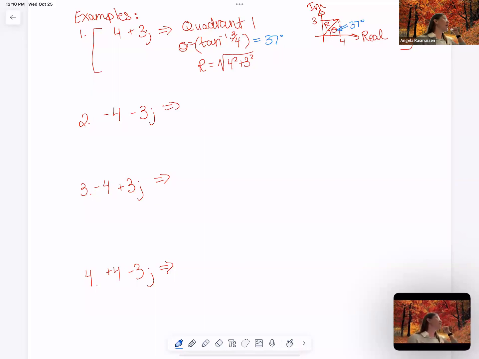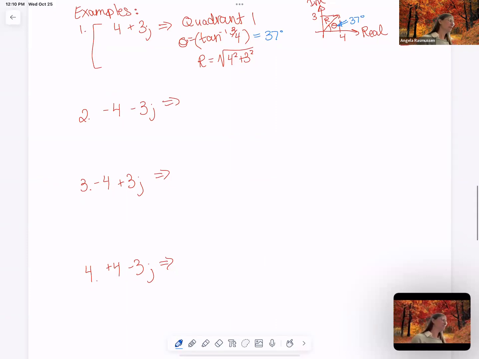So go ahead. I would suggest drawing these vectors first and then finding the polar form. Here, I'll write this so you already know what the square root of 16 plus 9 is. That's the square root of 25.